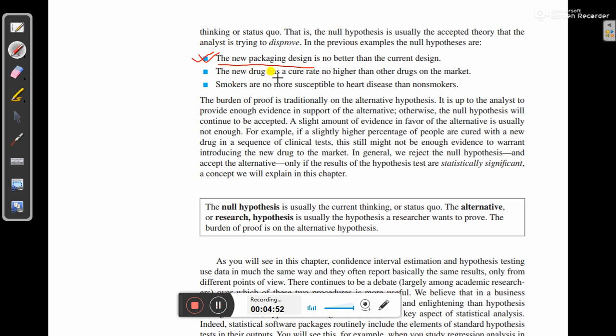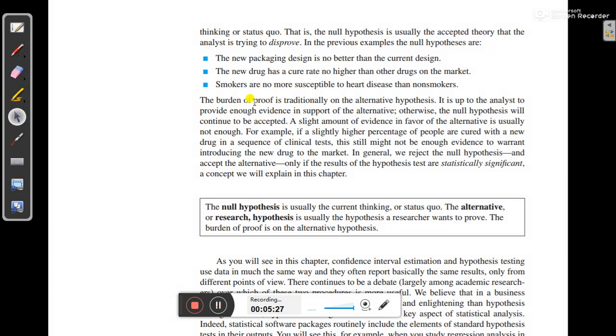Or suppose a new drug has a cure rate no higher than the other drugs on the market. These are negative statements of the previously stated statements, where in the null hypothesis we are trying to disprove them. Another example: smokers are no more susceptible to heart disease than non-smokers. This is the type of thing we try to disprove in the case of the null hypothesis.